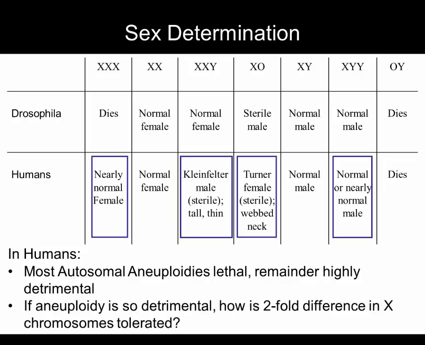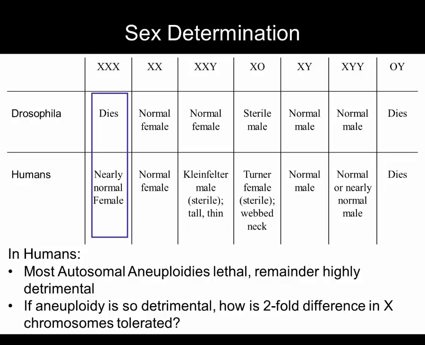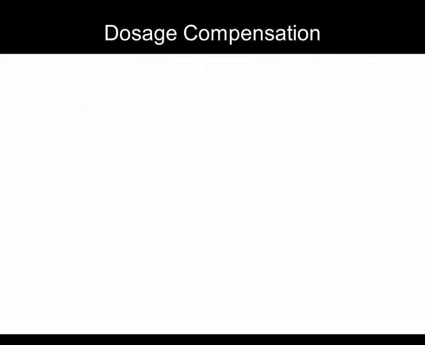If aneuploidy is normally such a problem, why can we tolerate anywhere from 1 to 3 X chromosomes? And why can't flies tolerate the same? The answer involves dosage compensation. Humans and flies must be able to tolerate varying numbers of sex chromosomes, because even in typical cases, males have 1 X chromosome and females have 2.